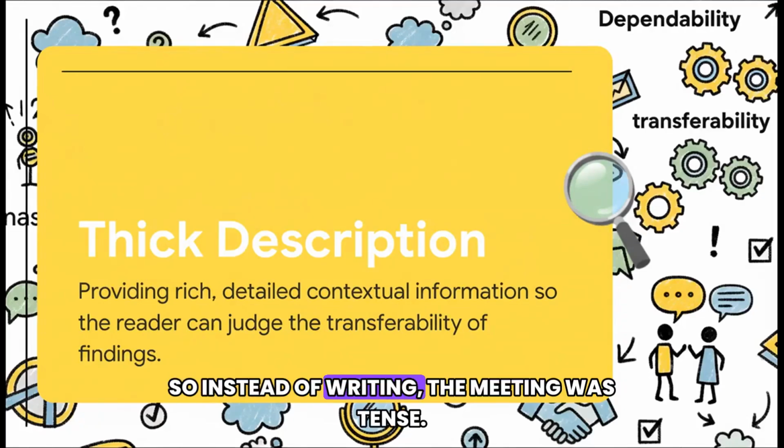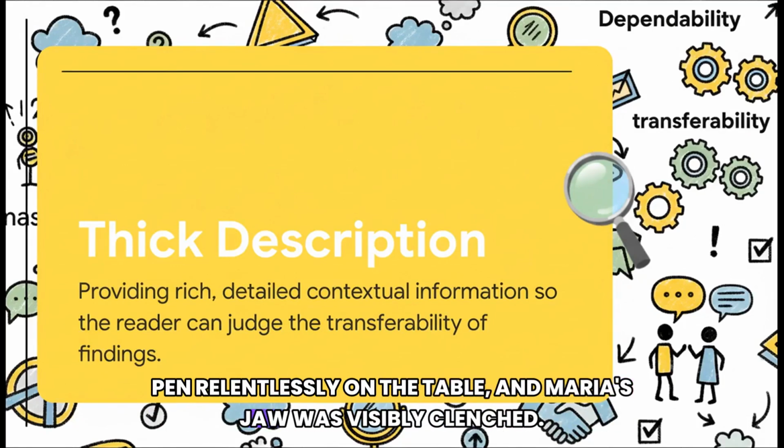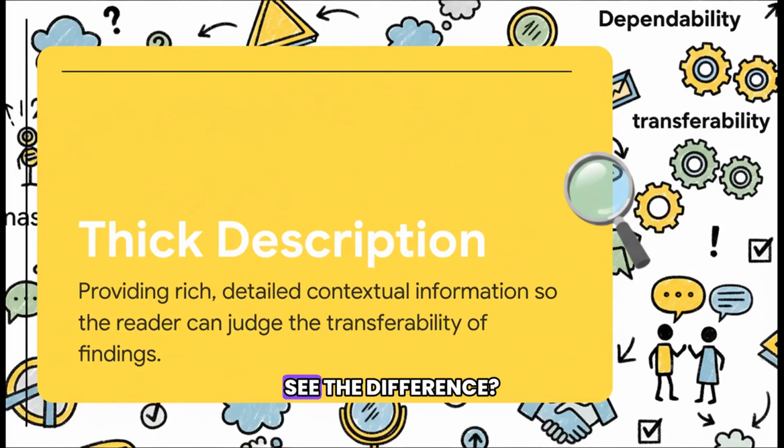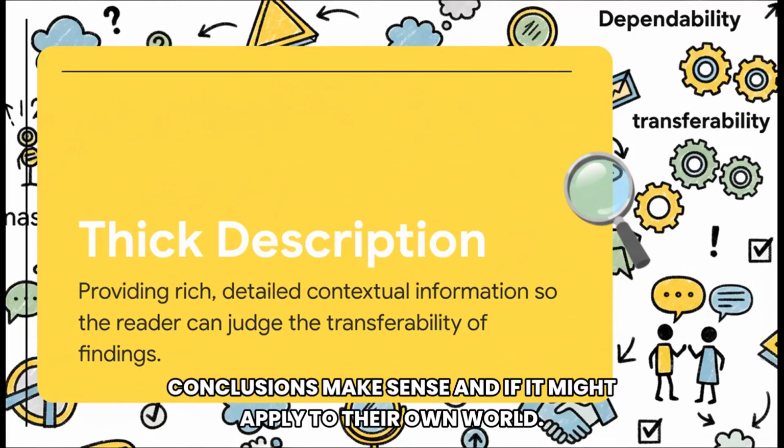So instead of writing, "the meeting was tense," thick description would be something like, "No one made eye contact, John tapped his pen relentlessly on the table, and Maria's jaw was visibly clenched." See the difference? You're giving your reader the raw data they need to decide for themselves if your conclusions make sense, and if it might apply to their own world.